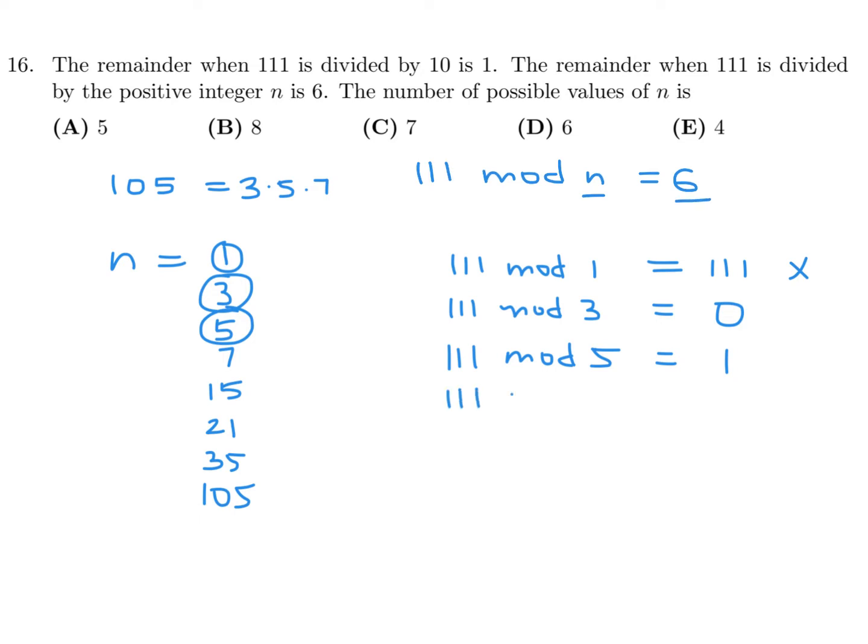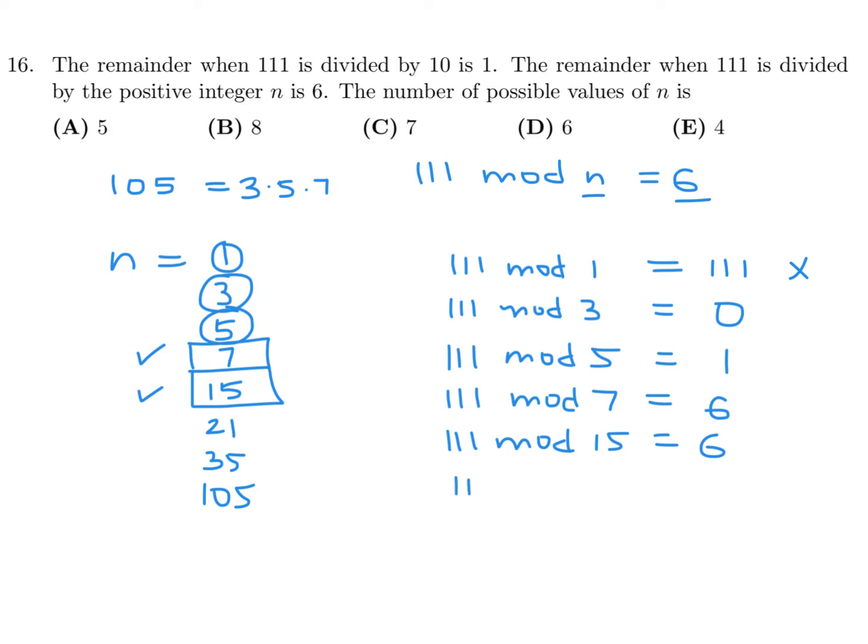Keep going. 111 mod 7. When 111 is divided by 7, the remainder is 6. Great. So we got this one here. This is a good one. Okay, 111 mod 15. Let's see here. That one is 6, I believe. Yeah, so that's good. Because that's 105.